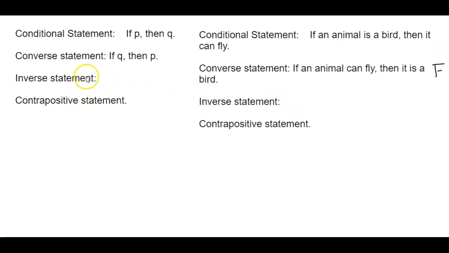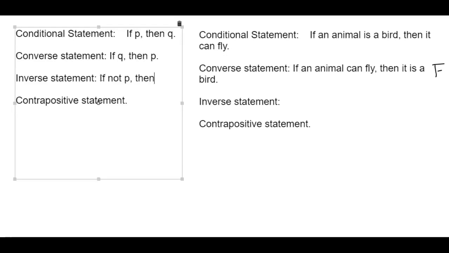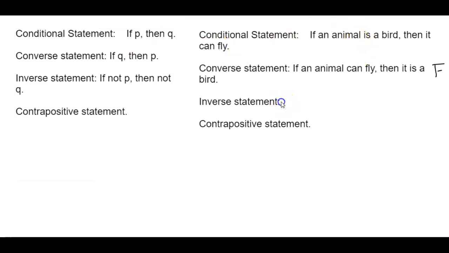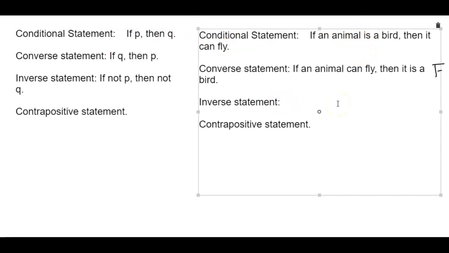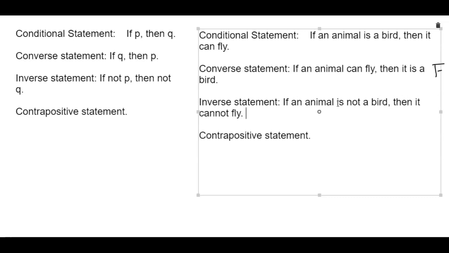An inverse statement is when we negate our original conditional statement. So we always want to go back to our original conditional, if P then Q, and when we negate something, we say it's not true. If not P, then not Q. So if our statement is, if an animal is a bird, then it can fly, we're just going to put the word not in there for both of those. We're not switching the order this time. We are only saying not. If an animal is not a bird, then it cannot fly. This statement is also false for the same counterexample. An insect is considered an animal, and it can fly, so this is false.